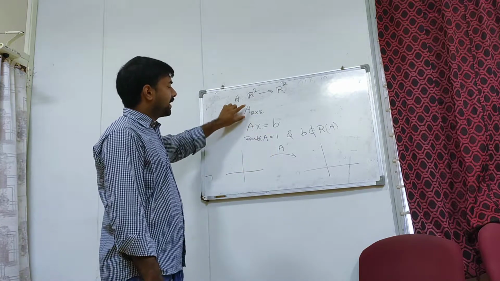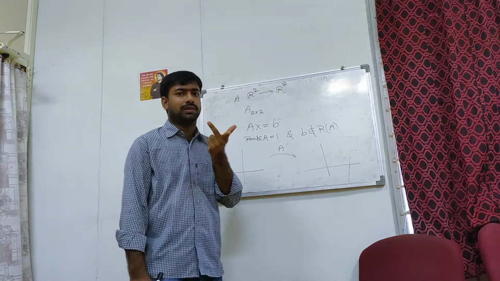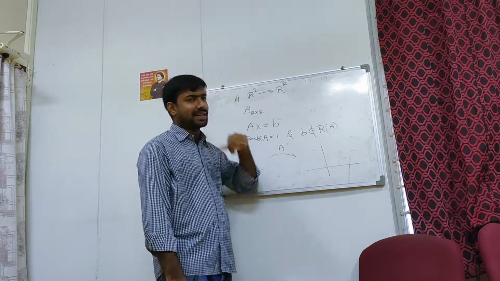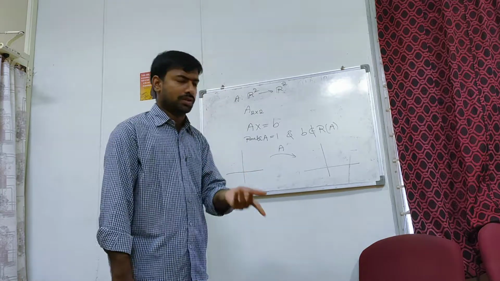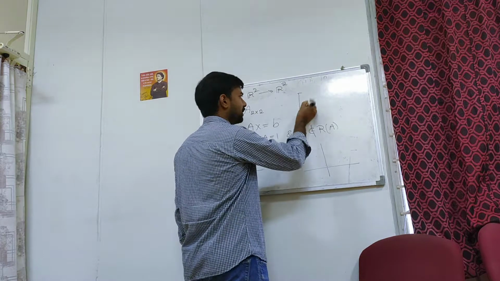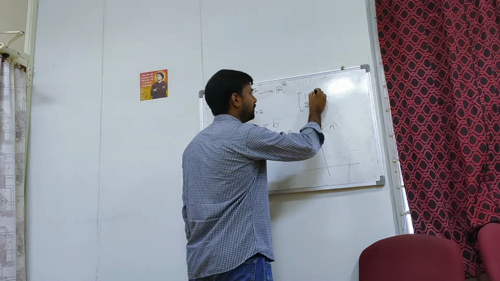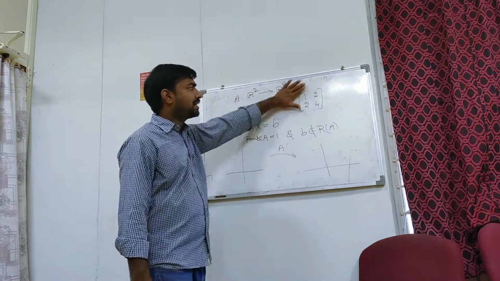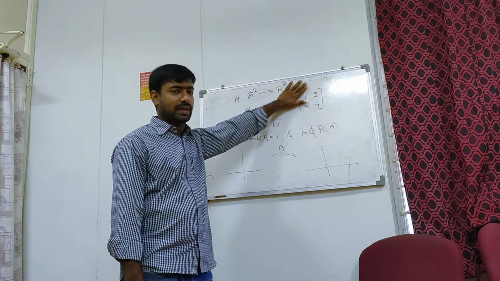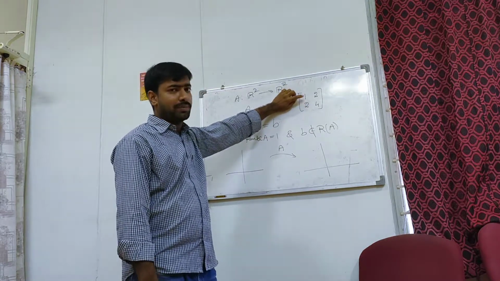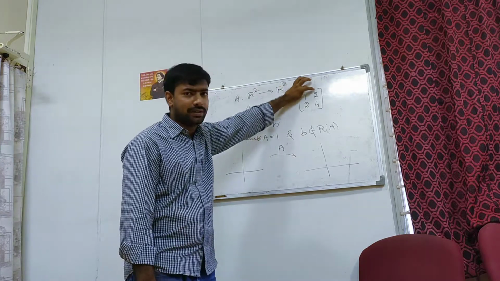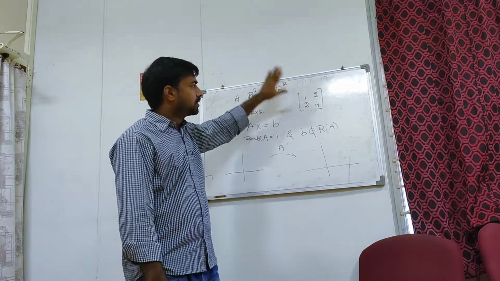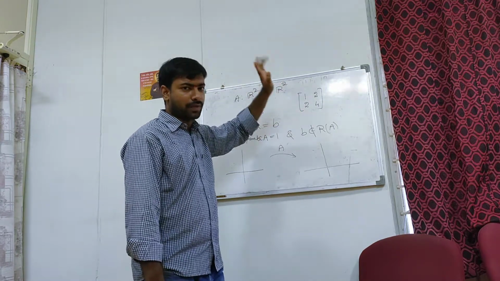It means one row is a constant multiple of the other row, or one column is a constant multiple of the other column. Let me talk in terms of columns, which will be helpful in future too. So take 1, 2 as the first column and 2, 4 as the second. You see that this is a matrix of rank 1. If you multiply the first column by 2, you get the second column, and if you multiply the first row by 2, you get the second row. So it is clear that it is a matrix of rank 1.